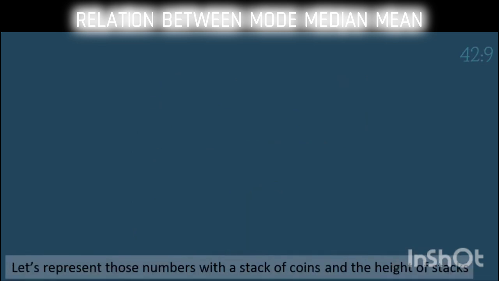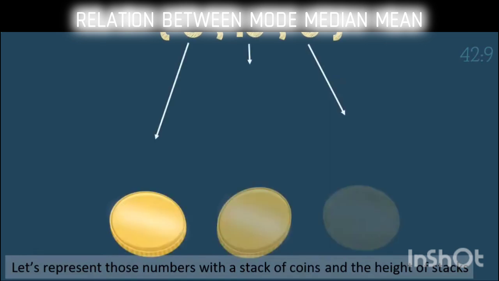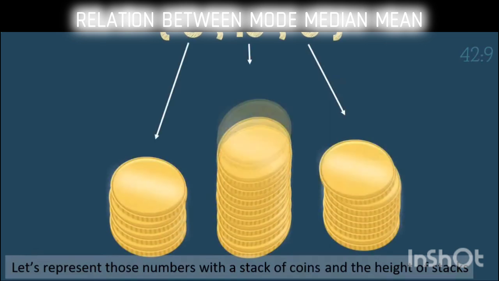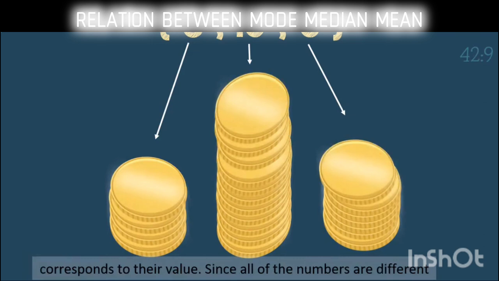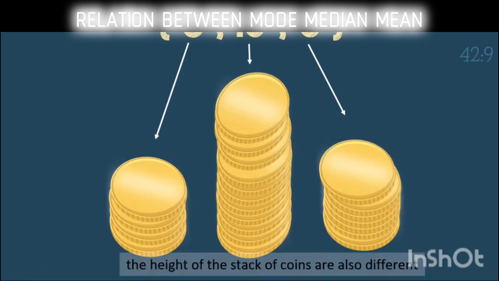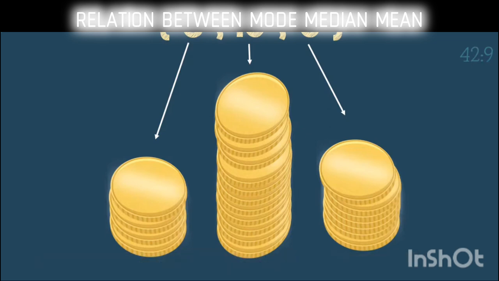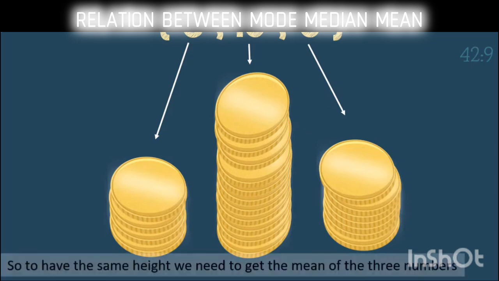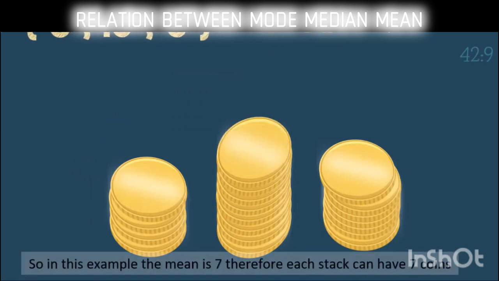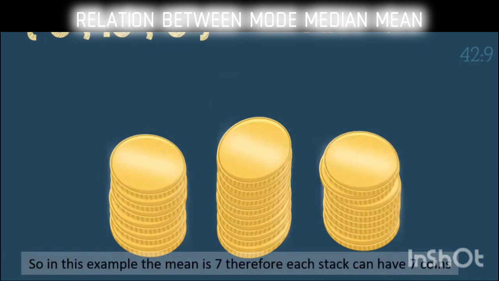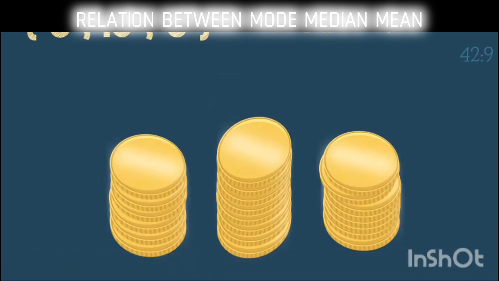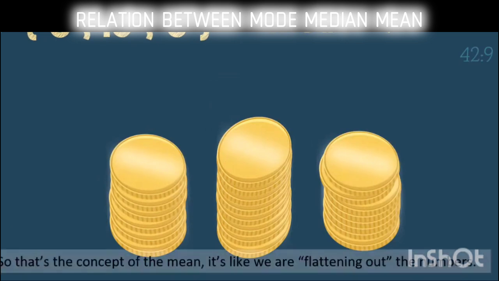To visualize it, let's represent those numbers with a stack of coins, and the height of the stacks corresponds to their value. Since all of the numbers are different, the heights of the stacks of coins are also different. So to have the same height, we need to get the mean of the three numbers. In this example, the mean is 7. Therefore, each stack can have 7 coins. So that's the concept of mean. It's like we are flattening out the numbers.